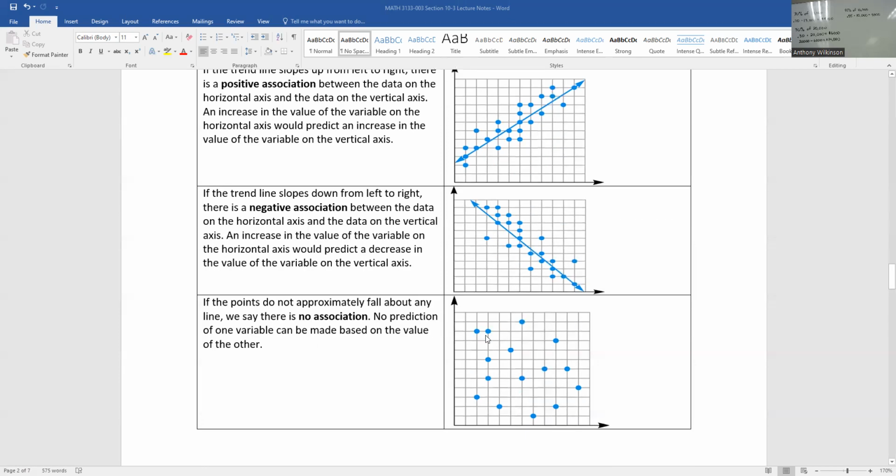And then finally, you have no association, meaning that the points are all over the place. That means that we can't make a prediction of one variable based on the value of the other. So usually when your points are scattered all over the place, that means there is no association.